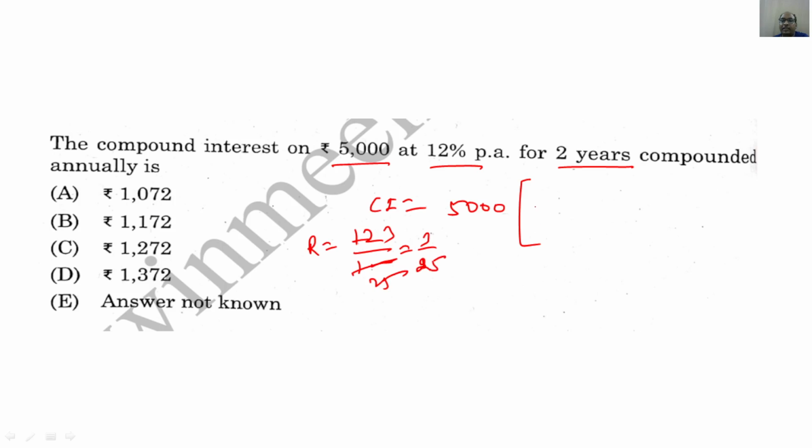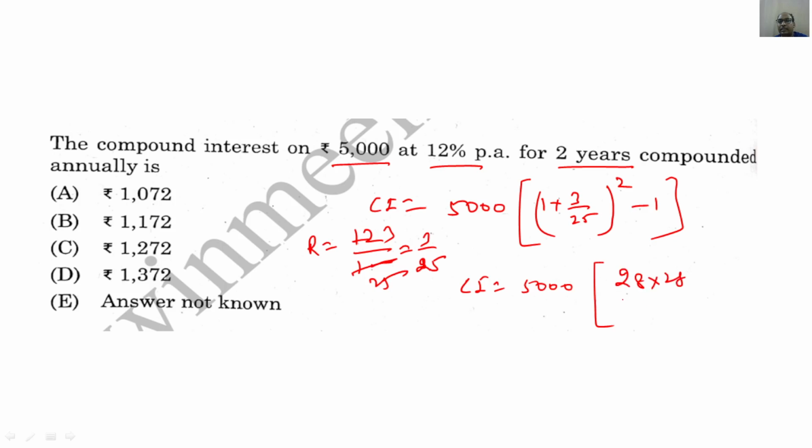Directly I want to write here. So 1 plus 3 by 25 squared minus 1. Okay, so CI is equal to 5,000, and inside the bracket it will be 25 plus 3, 28. So 28 into 28 divided by 25 into 25, and minus 1. So minus 625.